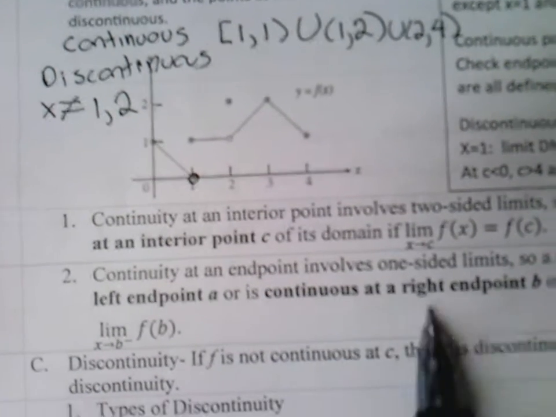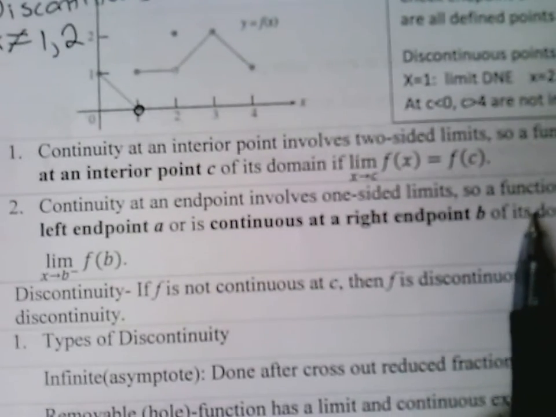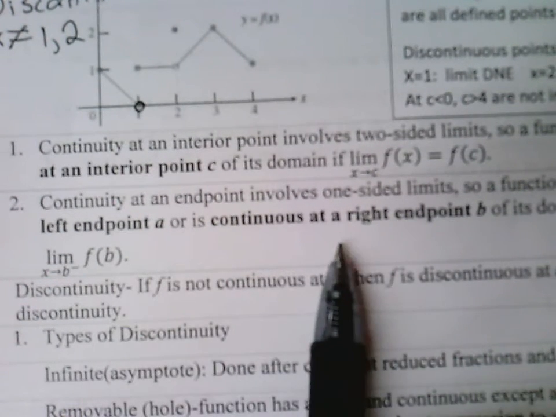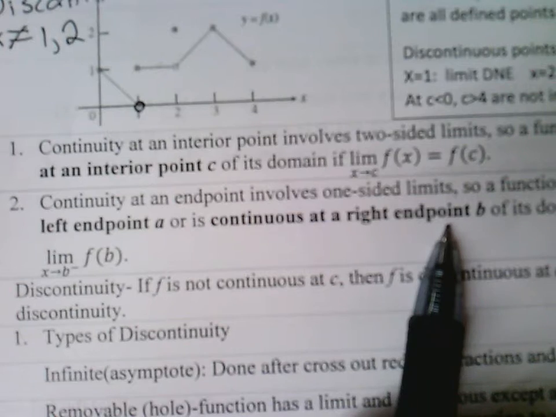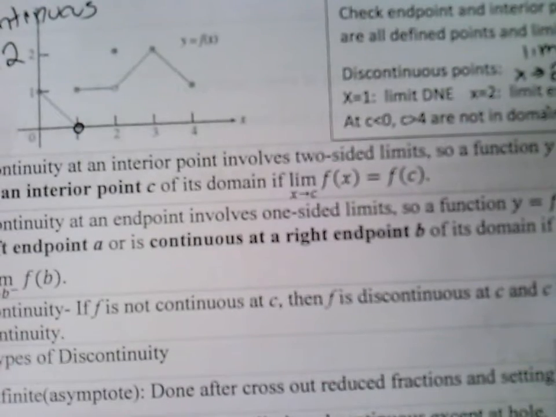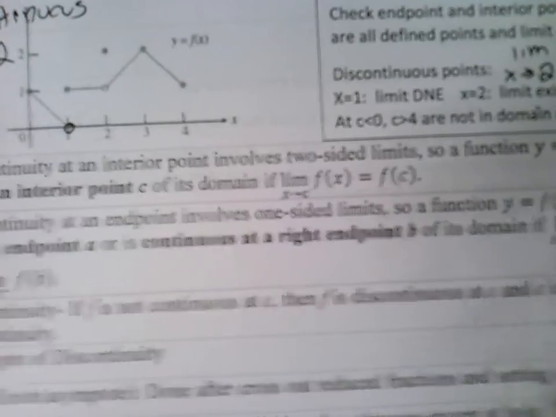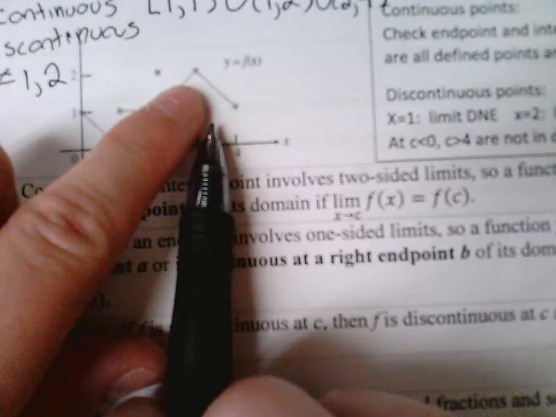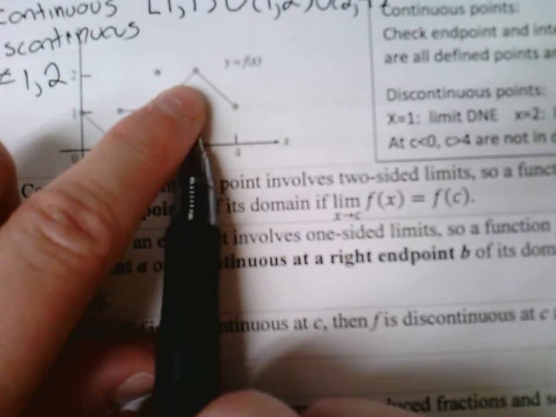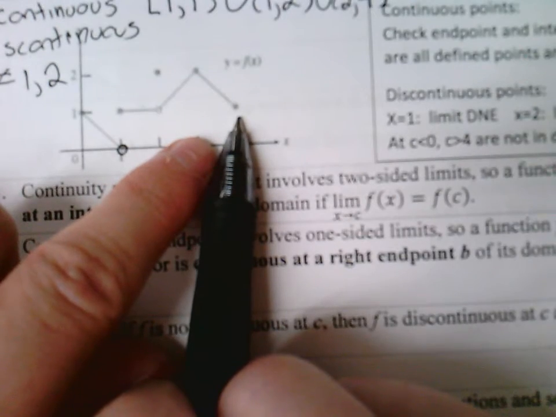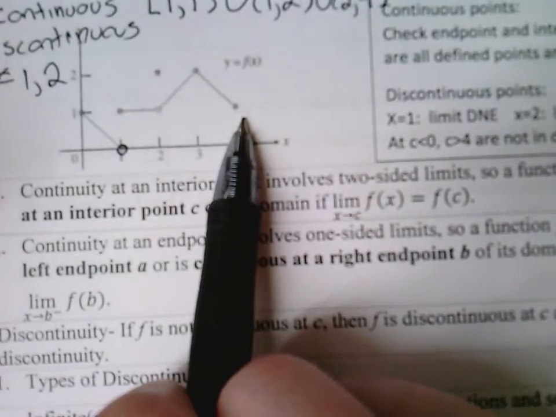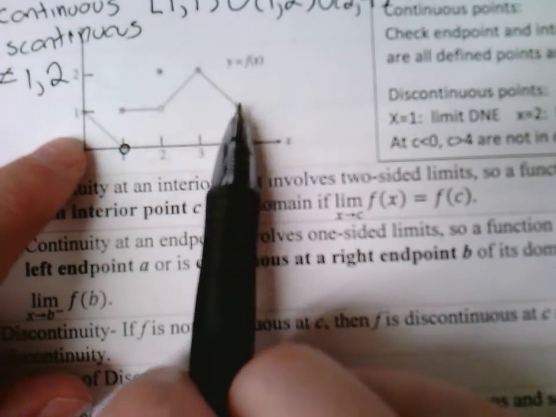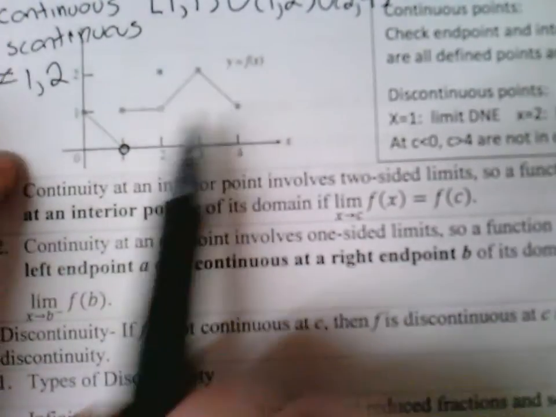Continuity at an endpoint involves one-sided limits. So a function y equals f of x is continuous at a left endpoint a, or is continuous at a right endpoint a, if its domain, the limit as x approaches a from the right of f of x, is f of a. So this is pretty much saying, so we'll go right here. So the limit as x approaches 4 of f of x is going to be the same y value. So the limit as x approaches 4 on the left-hand side is going to be 1, and f of 4 is also 1. That's all that is saying.